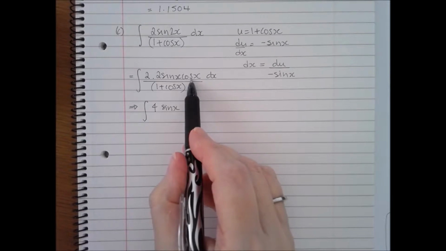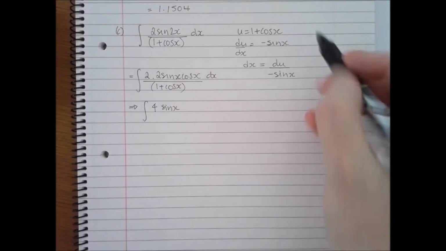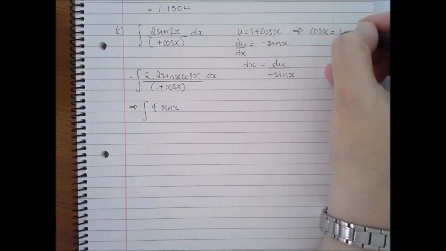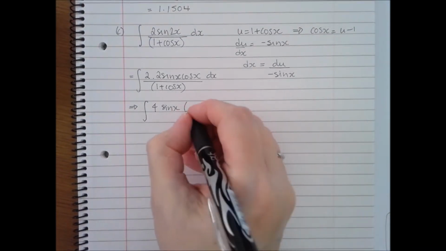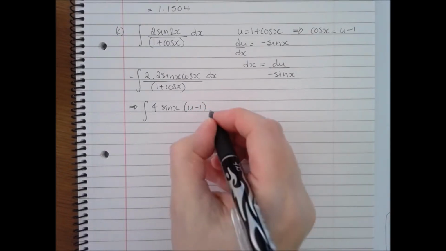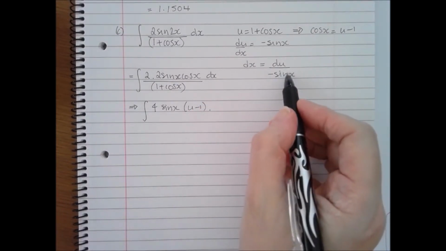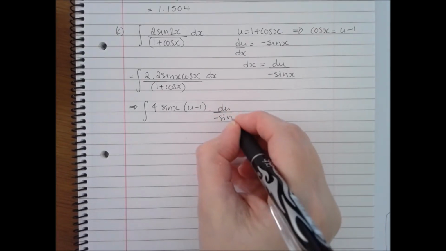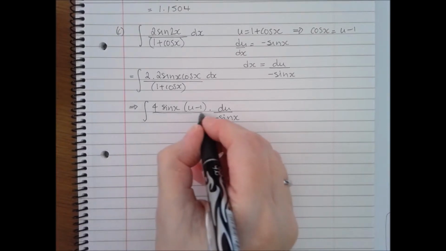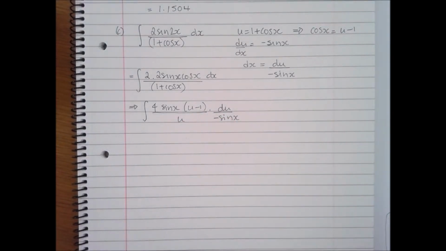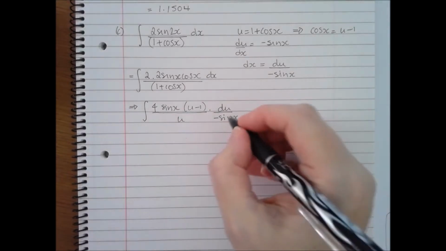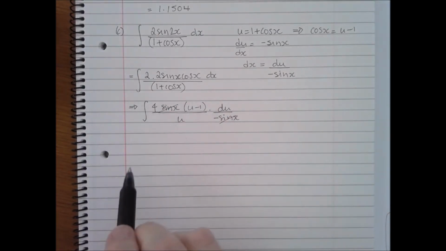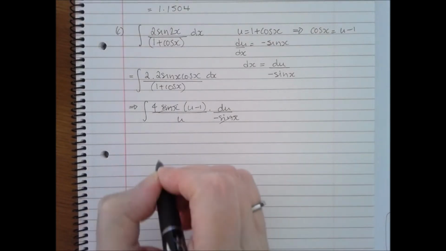I've then got a cos term here, so if I come back to my substitution, I can rearrange this to say cos x equals u minus 1. So I can replace my cos x by a u minus 1. My dx then is getting replaced by a du over minus sin x. And then finally, the 1 plus cos x on the bottom is replaced with a u. Now I can cancel my 2 sin x terms, and I've now got my integral completely in terms of u.